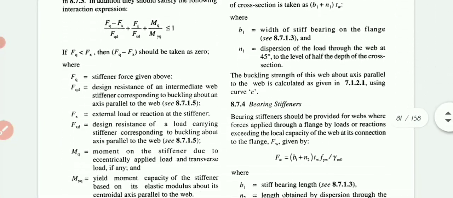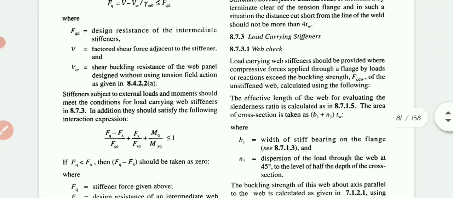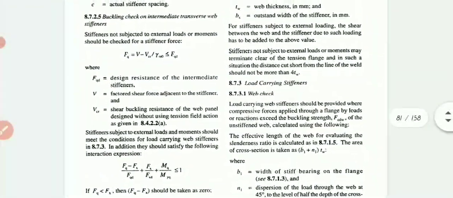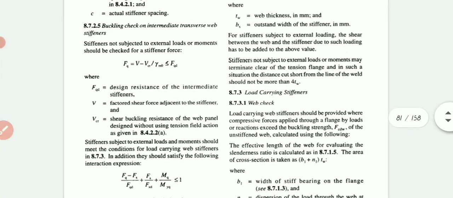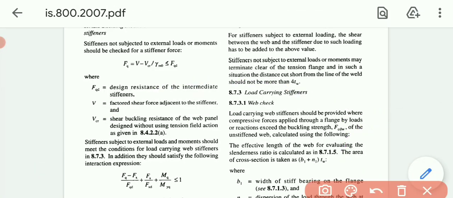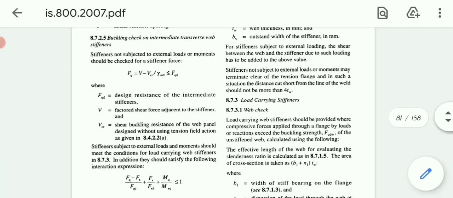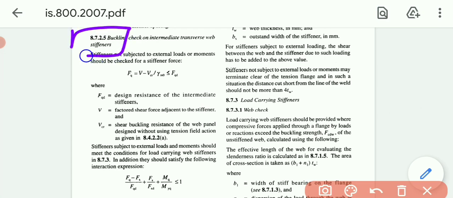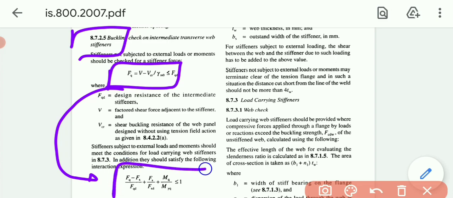Okay, the formula is on page number 67, the same clause which we have used earlier, 8.7.2.5. See, we have already used this check, FQD equals (V minus VCR) by gamma m0. In the same clause, the formula is given over here.